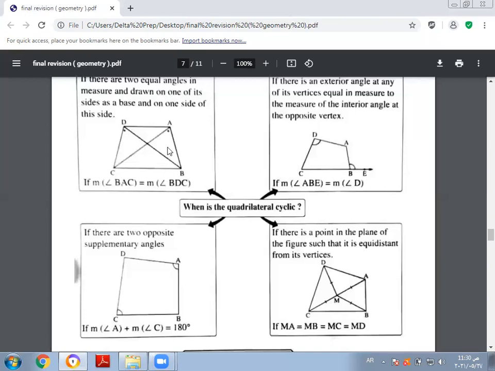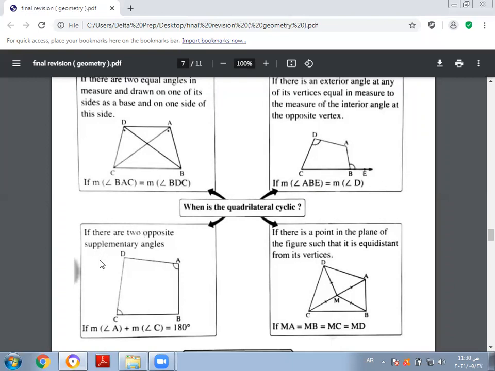If measure angle BAC equals measure angle BDC. If there is an exterior angle at any of its vertices equal in measure to the measure of the interior angle at the opposite vertex: measure angle ABE equals measure angle D.